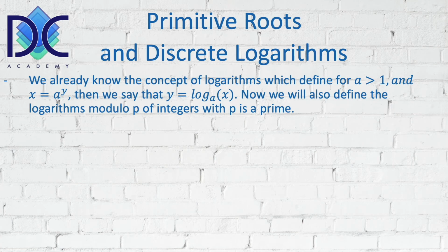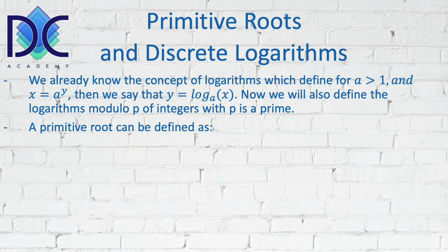What we want to do now is also define the logarithms modulo p of integers, with p being a prime. We saw different bases. We had base 10, we had e for the natural logarithm, and we can take base 2. There are different bases that we can consider. Now we're going to define discrete logarithms as a part of this course, as a part of number theory.